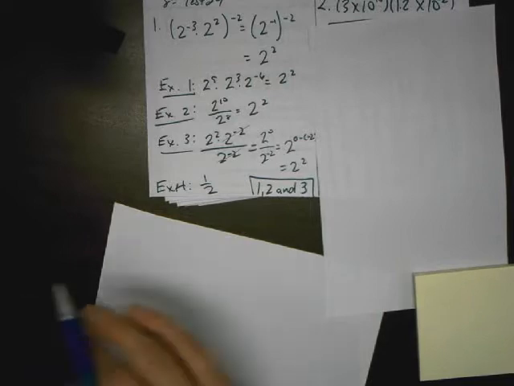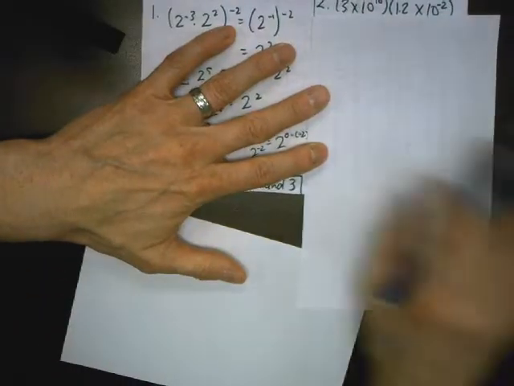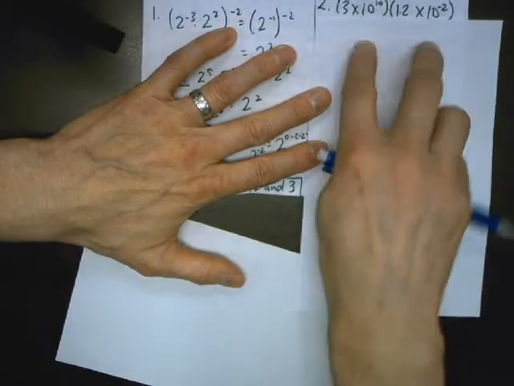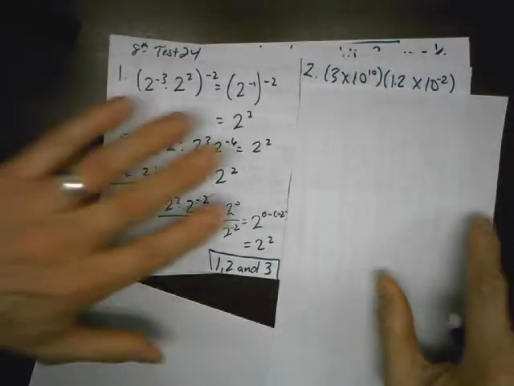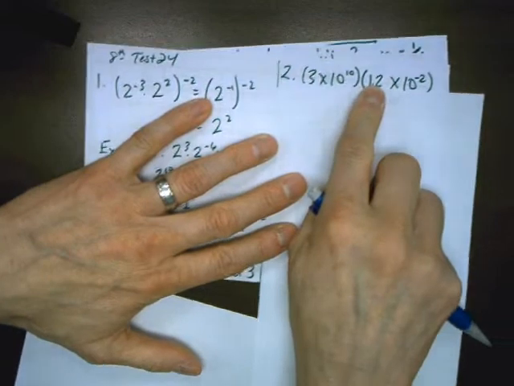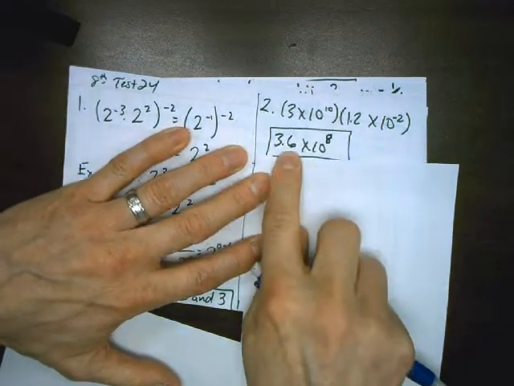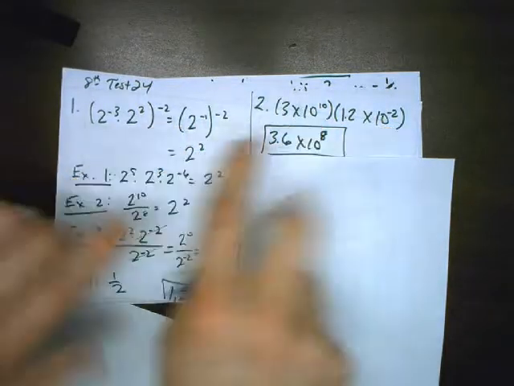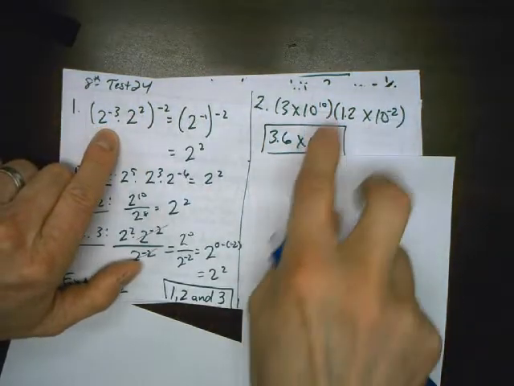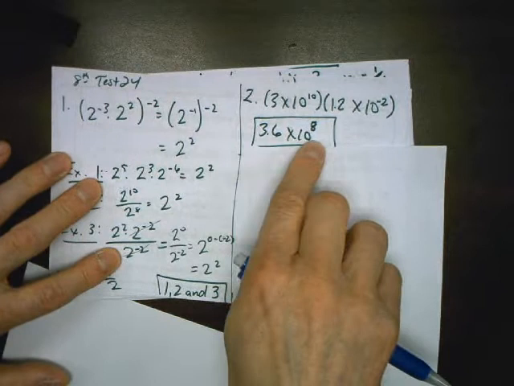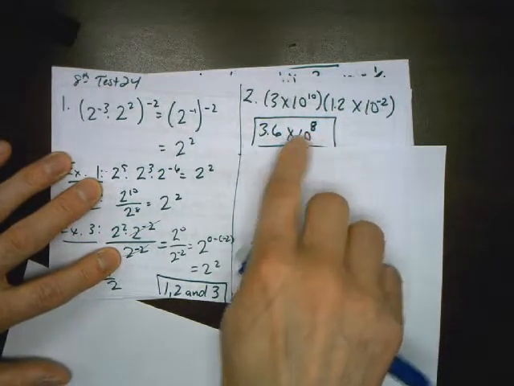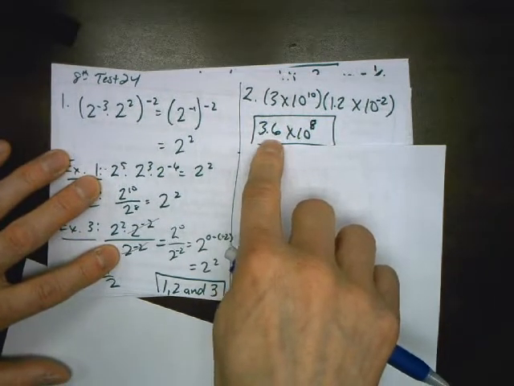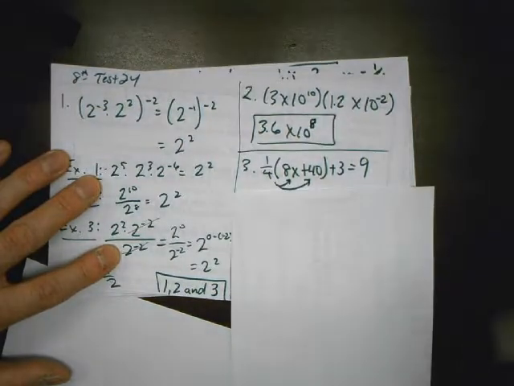Problem number 2, we have a product of two scientific notation numbers, so what I do is I multiply my two coefficients. Let me bring this down here a little bit. I take 3 times 1.2, and I get 3.6, and 10 to the 10 times 10 to the negative 2, just like I did in here. I copy the base and add those two exponents, and I don't need to change my exponent at all because my decimal is already in the right spot. That's already in scientific notation.